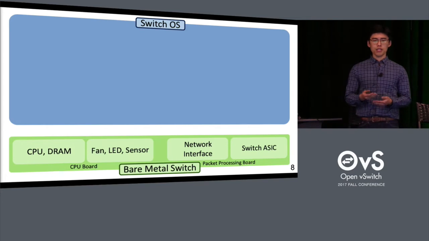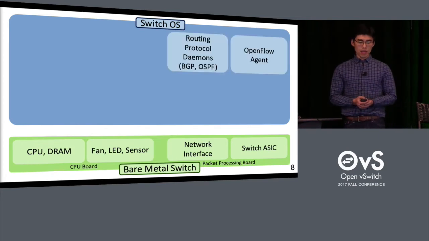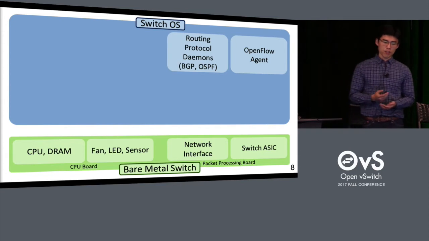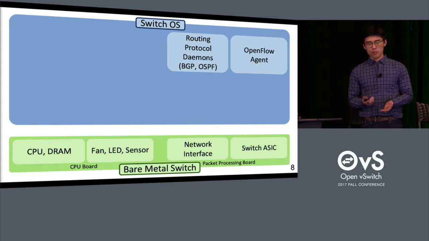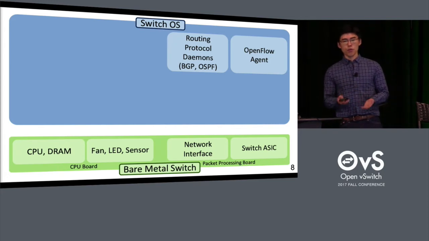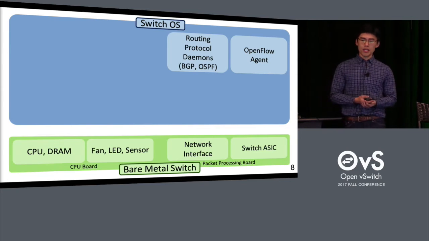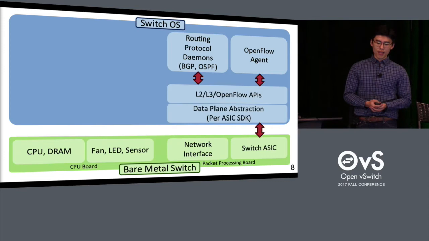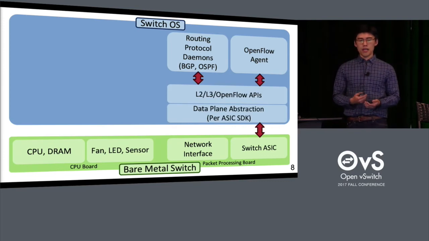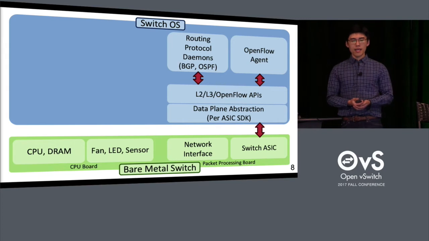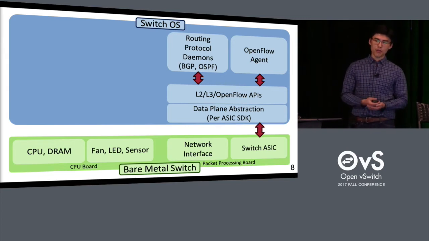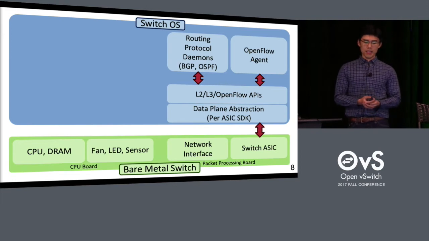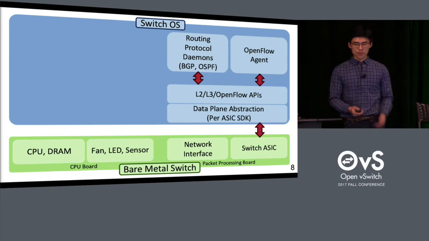And on top of it sits the switch OS, or people call it control plane. And it is responsible for first implementing the routing protocol daemons, BGP, OSPF, etc. And if it doesn't run those protocols, it has an OpenFlow agent in terms of an SDN world, where the OpenFlow agent talks to, say, a centralized controller to receive the forwarding tables or routing table entries. And this requires some sort of L2, L3, or OpenFlow APIs and a data plane abstraction provided by the hardware vendors to talk to the switch ASICs. And this lets you write the forwarding tables down to the hardware.